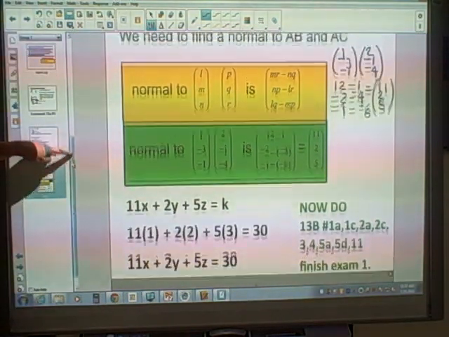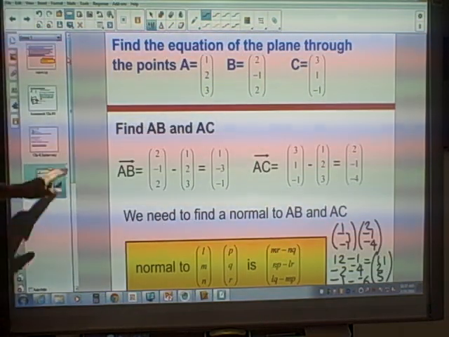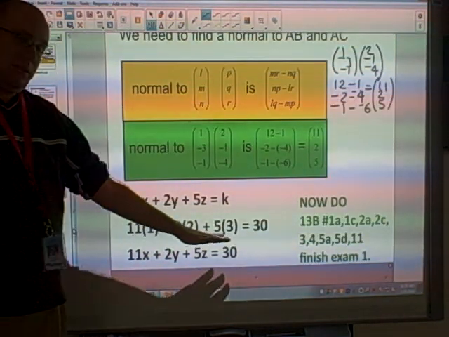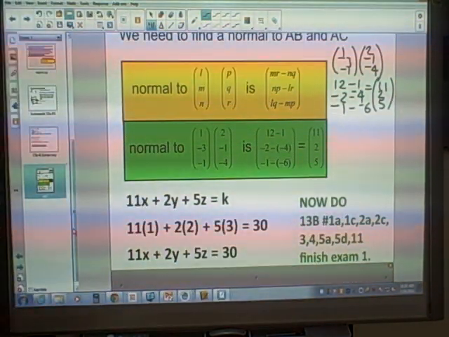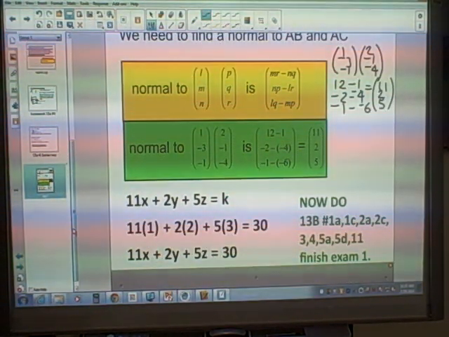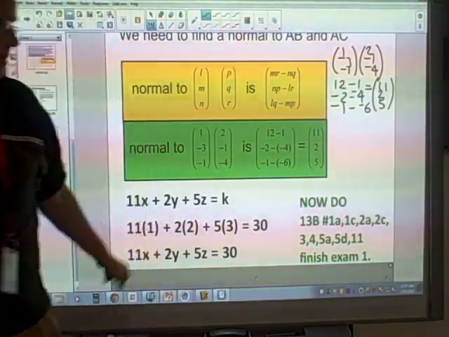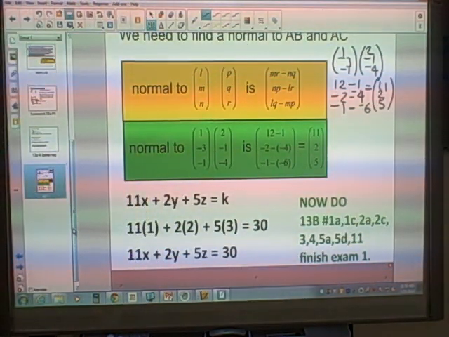Now actually if you've got time to make sure you haven't made a mistake, you should also substitute in another point into that same equation, and you should also get 30. If you get a different number, it means that you made a mistake somewhere, and hopefully you could go back and find the answer to that. Having done that, you should now be able to do some more questions from 13b, as you can see at the bottom of the screen there.